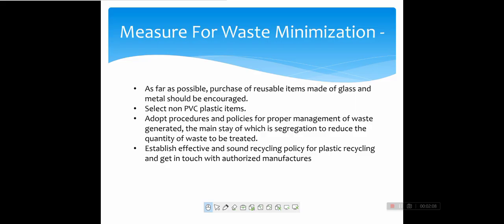What are the measures for waste minimization? Firstly, we have to use reusable items made of glass and metals. The second point is to select non-polyvinyl chloride plastic items. The third step is we have to adopt proper policies and proper management of the waste generated. So we have to segregate the waste according to its priority, and the last measure is we have to recycle, with a policy for recycling waste.